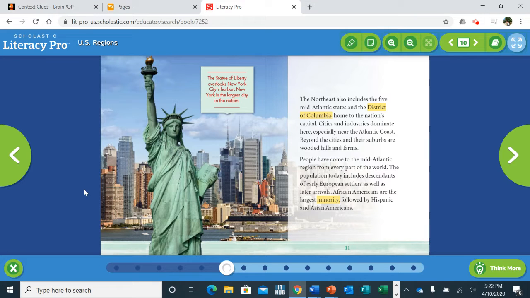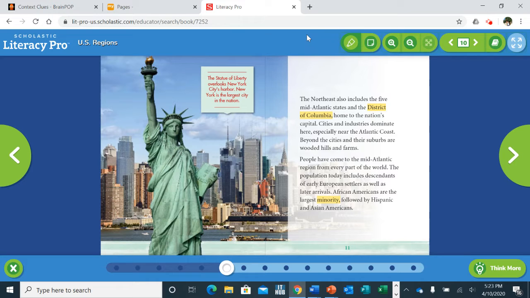Okay, so let's take a look at this page. As you can see, I've already highlighted a couple of words, District of Columbia and minority, that I want us to take a look at. Just to remind you how to do that, you use your highlighting tool and you can highlight the different words. So I just clicked right here and I clicked on the words to highlight them. And I click the X up here.